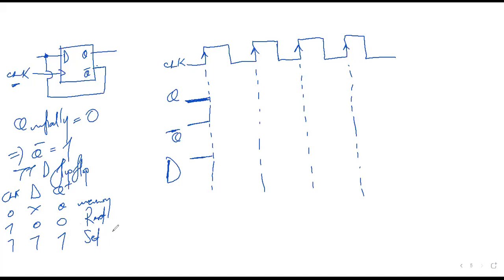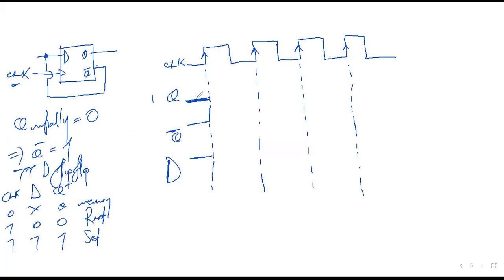No toggling: memory, reset, and set. All right. So when our clock is 0, we have the memory. When our clock is 1 and our D is 0, the reset. Clock 1, D 1, we have the set. How do I apply that on the frequency table?